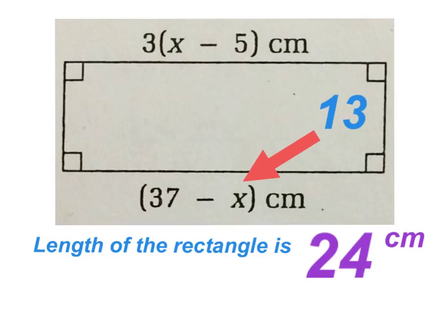Now I got 37 minus 13 is 24. I can check my work by doing the top, because the top and bottom have to have the same value. When I put 13 in the top, 13 minus 5 gives me 8, and 3 times 8 does give me 24 again. The top and bottom have the same value, and I know I did this correctly.